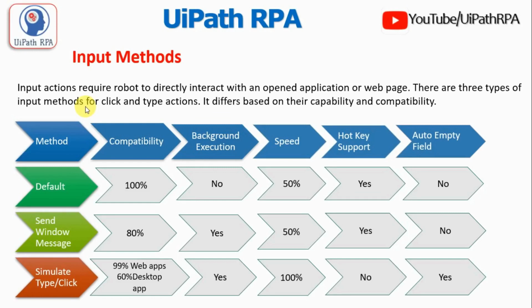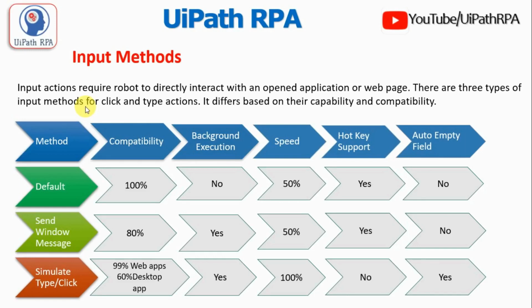So the first method is the default method. If no method is selected, the default method is applied, right? Regarding compatibility, it's 100% compatible with web apps and desktop apps. Now the background execution: with the default method we cannot execute our automation in the background. It means if you are using the default input method, the application we are going to automate should be visible on the screen.